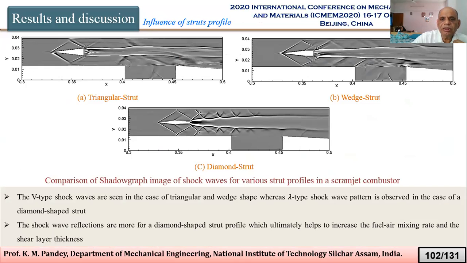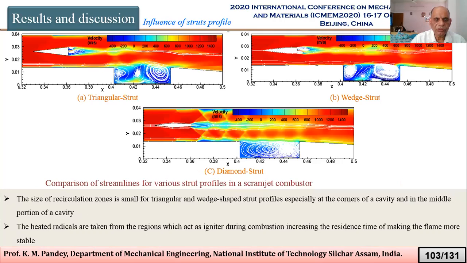And these are the diagrams for the three types of strut: triangular strut, wedge type strut, and diamond type strut. And we observe that the shock wave reflections are more for a diamond-shaped strut profile, which ultimately helps to increase the fuel air mixing rate and the shear layer thickness. Then the size of recirculation zones is small for triangular and wedge-shaped strut profiles, especially at the corners of a cavity and the middle portion of a cavity. And the heated radicals are taken from these regions, which act as igniter during combustion, increasing the residence time for making the flame more stable.